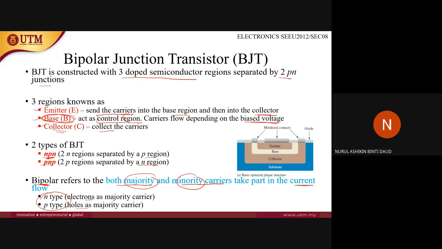So this is the basic epitaxial planar structure of BJT. So this is the emitter. It's located here, and the base and the collector here. I think this is just for you to know now, the structure inside BJT.